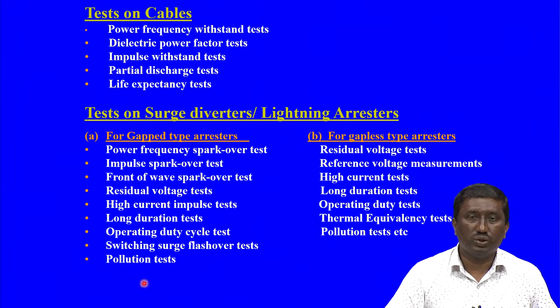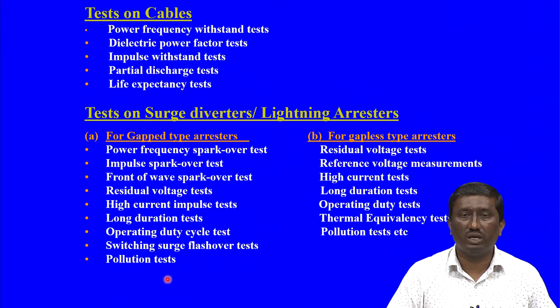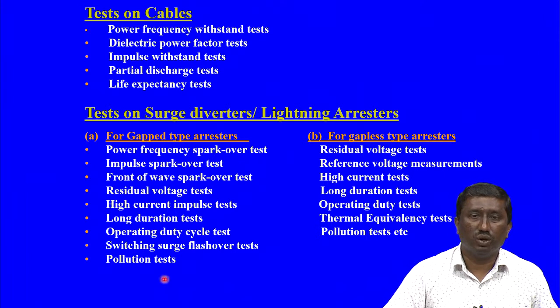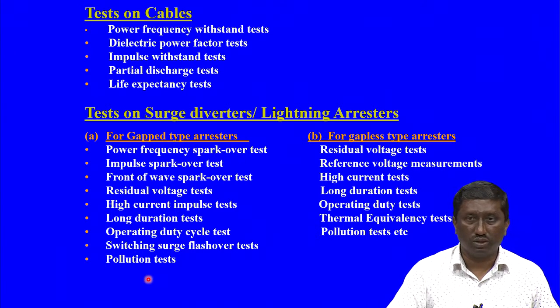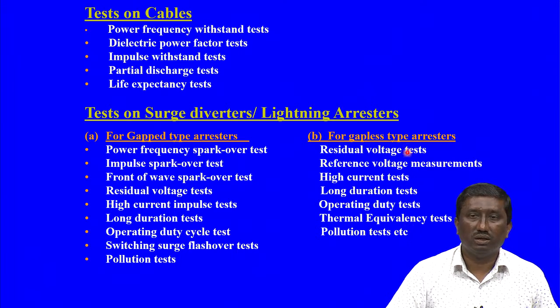The next is the pollution test. Similar to the insulators, the pollution tests are also conducted for the arrestor blocks, arrestor prorated units or full arrestors. For gap type of arrestors, these are the tests which are used.